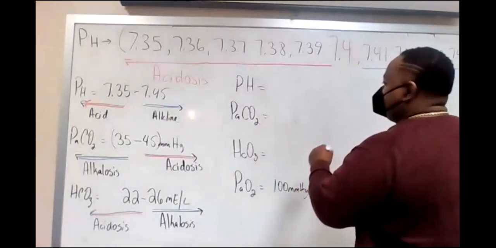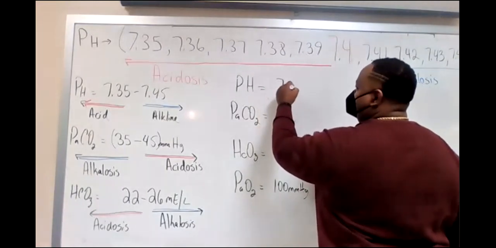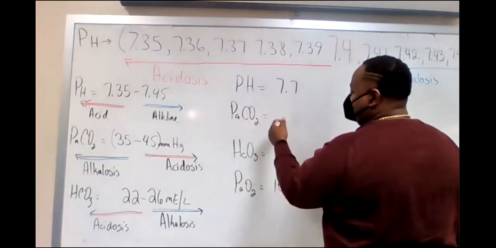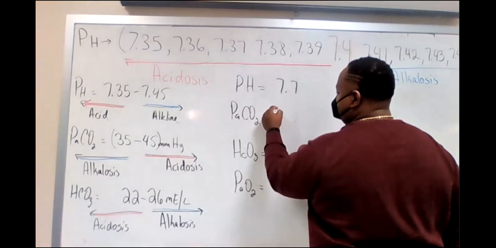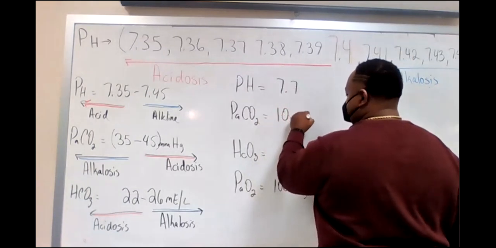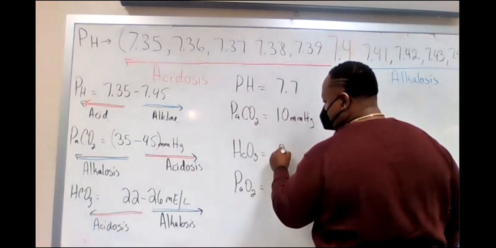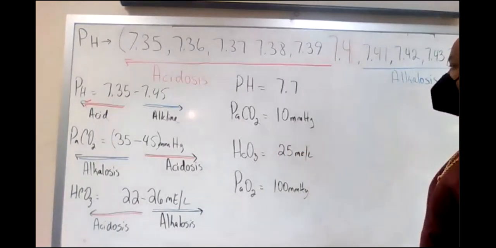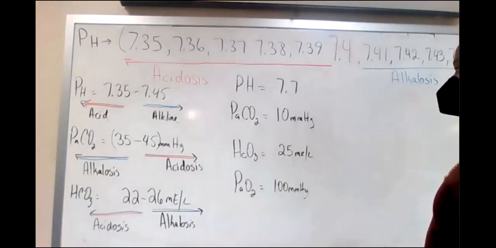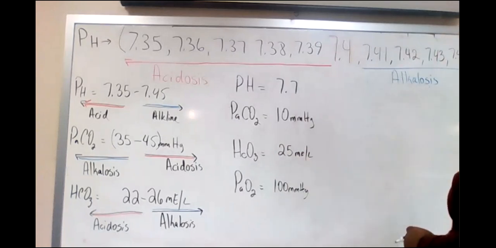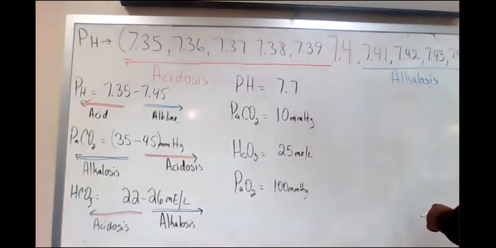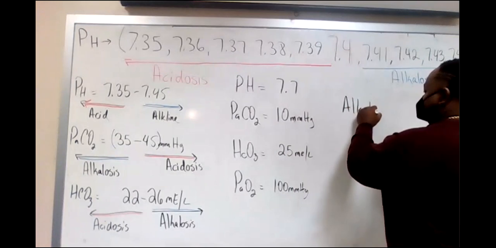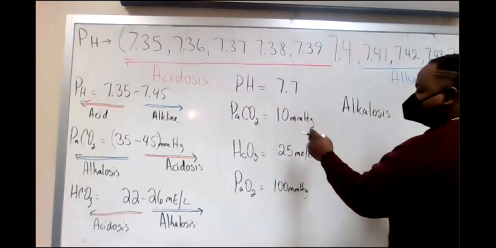All right, Michaelin. pH of 7.7. A CO2 of 10. And a bicarb of 25. All right. Now, Michaelin, what is pH doing? pH is alkalosis. Okay, so we are in an alkalosis. All right, now let's see who's causing the problem.